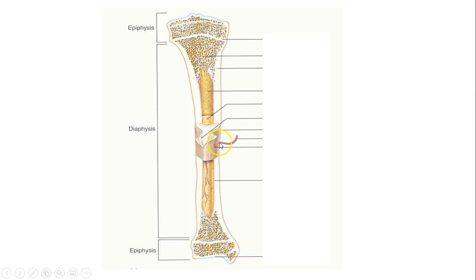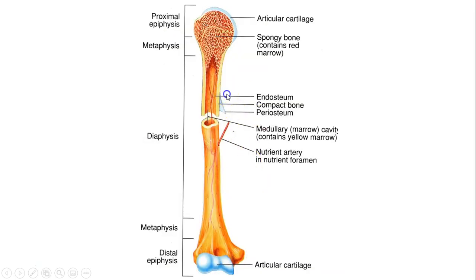This is showing you a nutrient vessel going in. You'll have more than just one. But remember, bone's a living tissue, so it needs a blood supply. This is just a little better drawing, showing you basically the same thing, just colored in a little better. There's your epiphyseal line. They drew the metaphysis kind of thicker, but whatever. Distal epiphysis, proximal epiphysis, articular cartilage, marrow cavity.